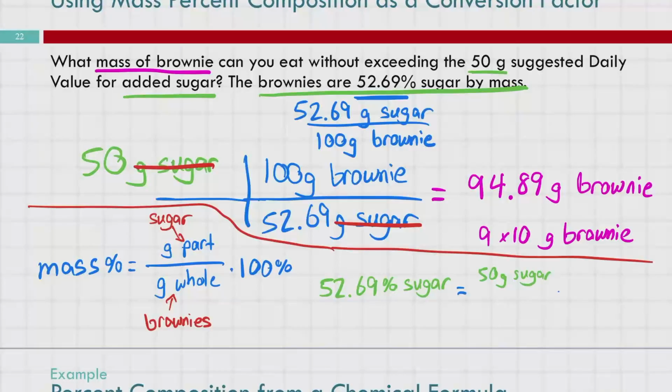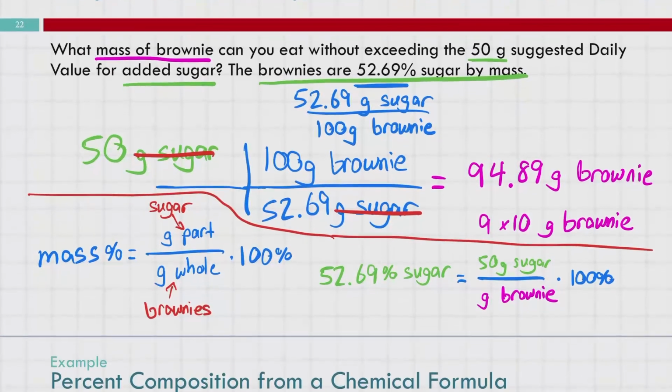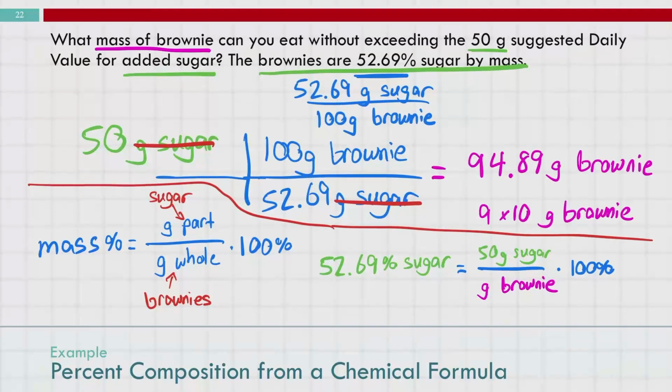We've got the times 100%. That's just part of our formula. And then we have what we're looking for, which is the grams of brownies. How much brownie can we eat? This also helps us identify what we're looking for. It's the one thing that we don't have. It's the grams of the brownies.